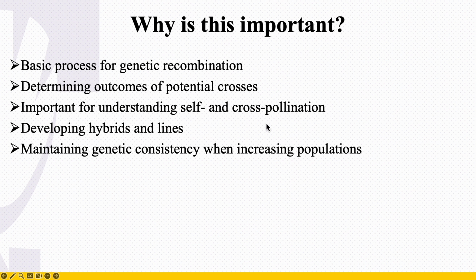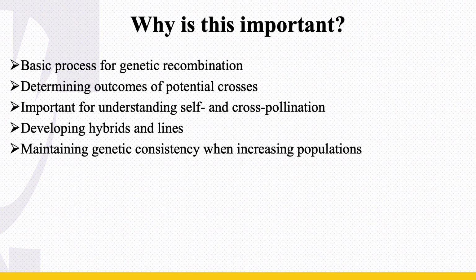Also, in the next module, we're going to start talking about the difference in self and cross pollination and how that helps us develop those hybrids and those lines. So, knowing the genetic recombination, we can start to predict the potential outcomes of those crosses and whether they're self or cross pollinated. If we can manipulate both sexes of that plant, then we can start to streamline the phenotypic outcome that we want.